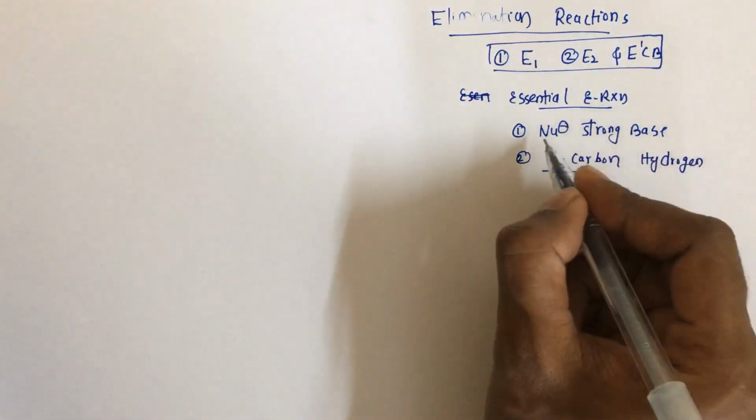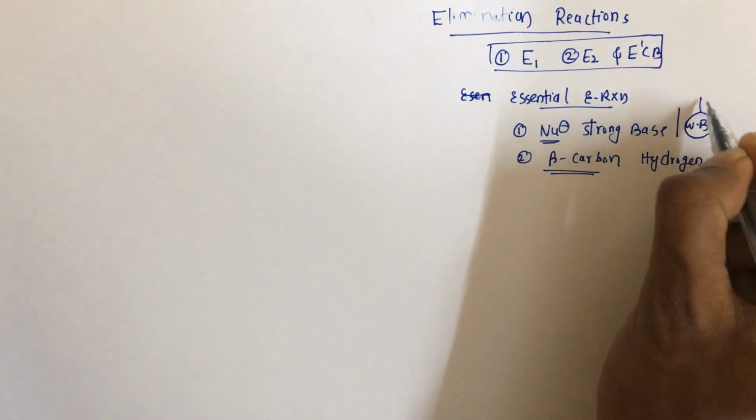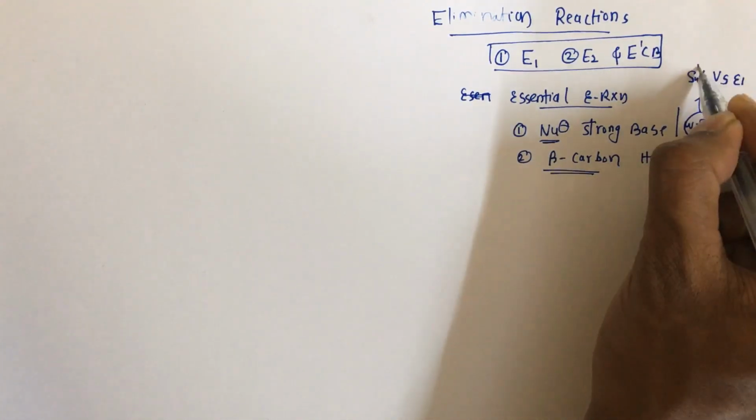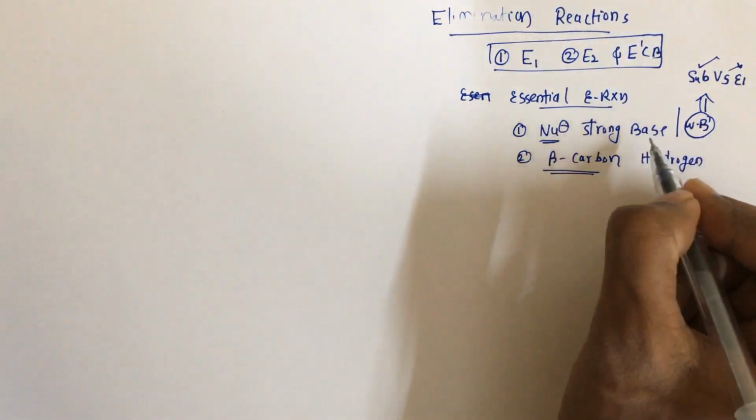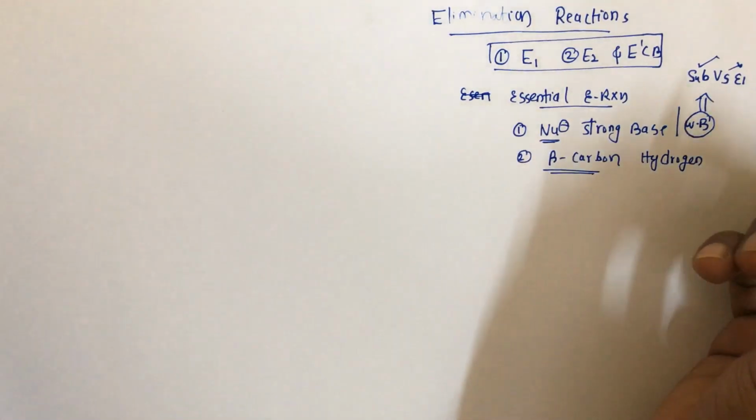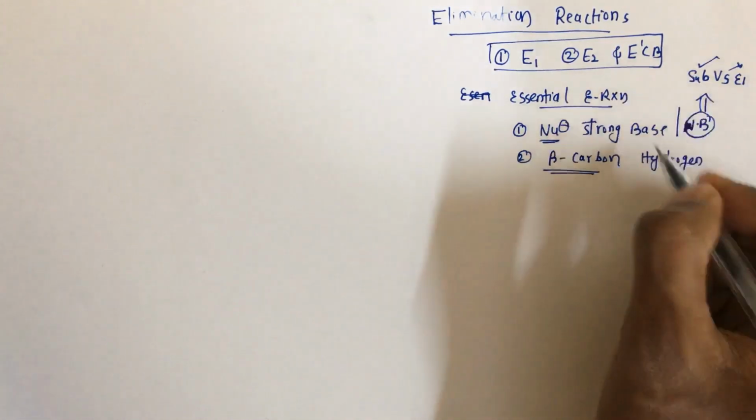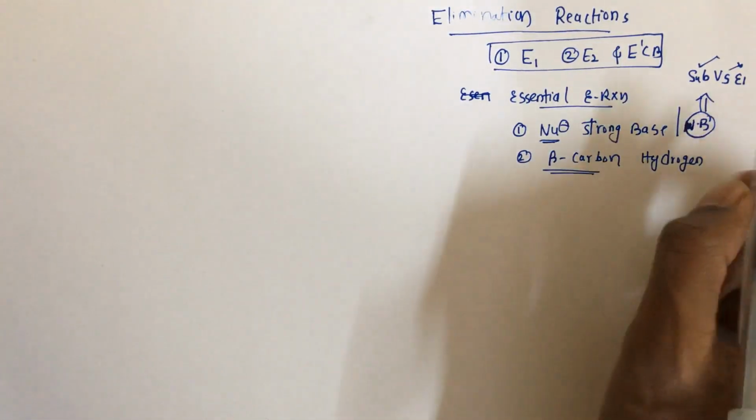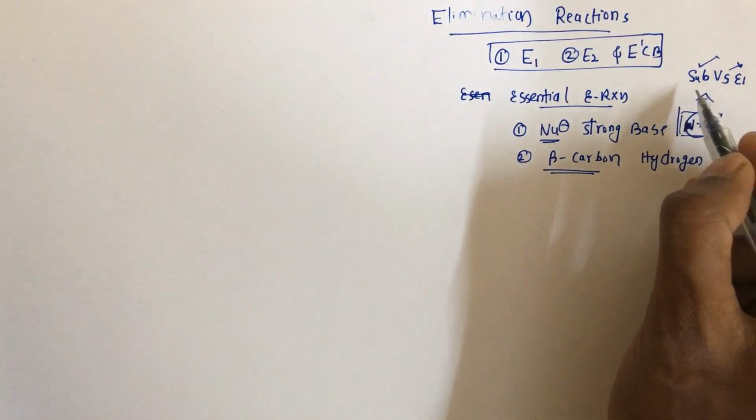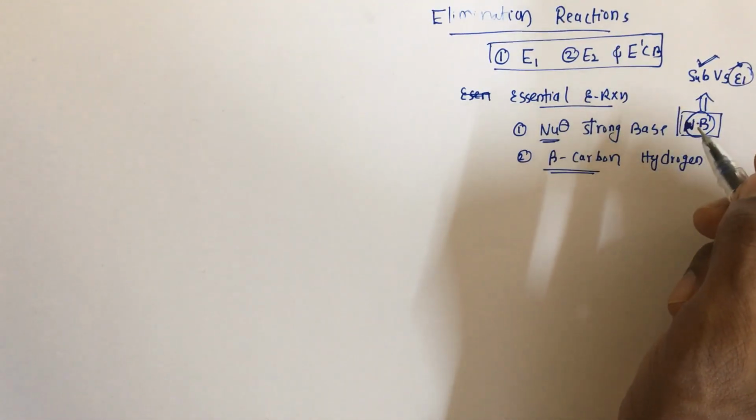elimination is preferable. If the nucleophile is a weak base or a neutral base, then substitution is preferable over elimination. Weak base means even weaker, we can say neutral base. If a nucleophile is a neutral base, in those cases substitution is preferable over elimination reactions. These two conditions we have to remember.